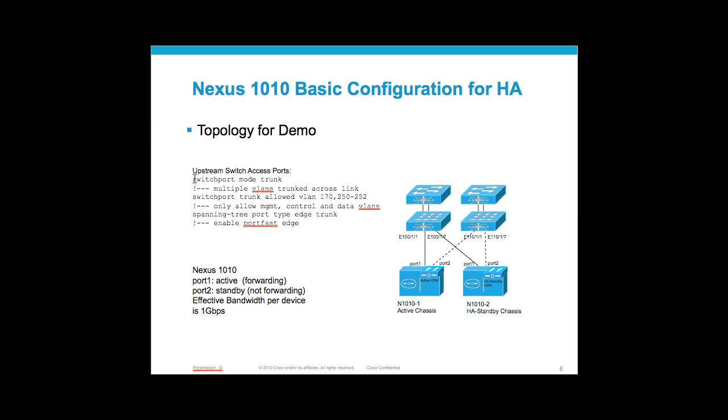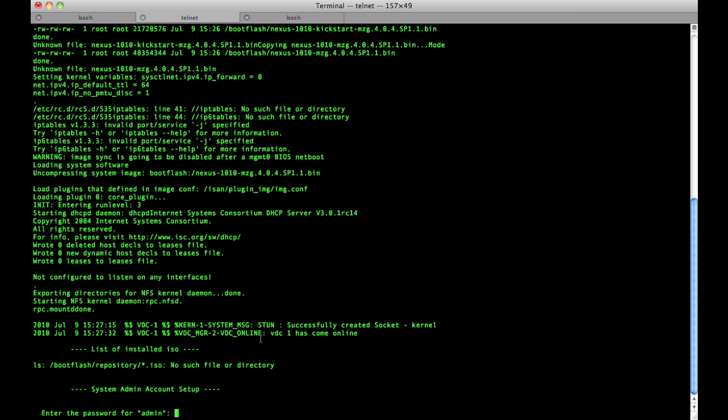I'm also showing you here the configuration for the upstream switch. It is pretty much trunking and allowing only the specific VLANs that we need for this demo. So let's get started with the CLI.